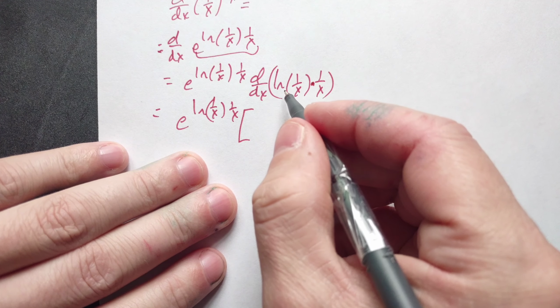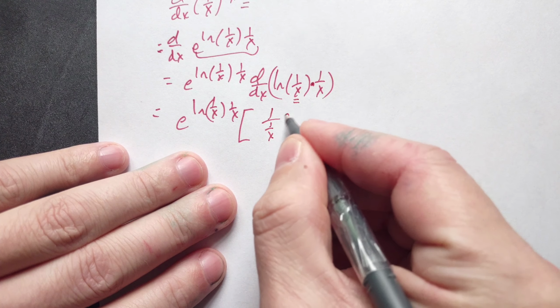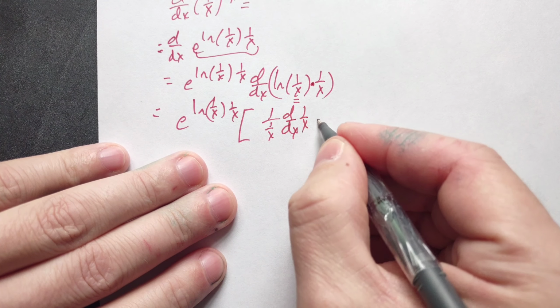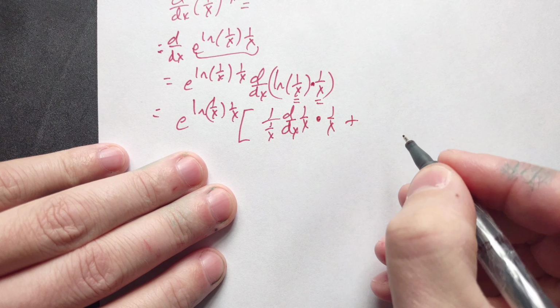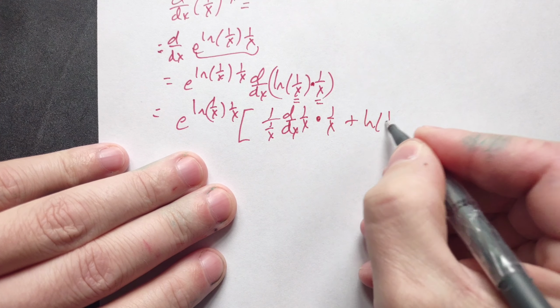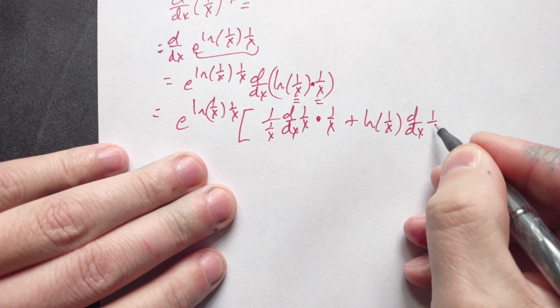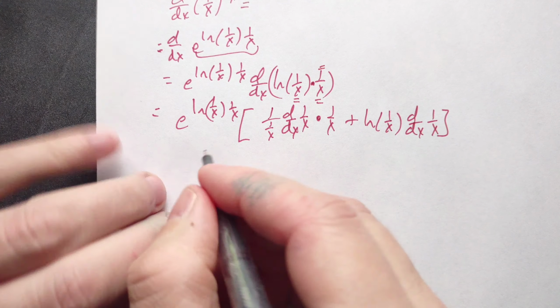So find the derivative of ln of 1 over x, which is 1 over whatever the inside is, which is 1 over x, times the derivative of the inside, which is another 1 over x, times the remaining 1 over x right here. Plus, by the product rule, ln of 1 over x times the remaining derivative with respect to x of that 1 over x, this one right here now, okay? All right, gets a bit crazy.